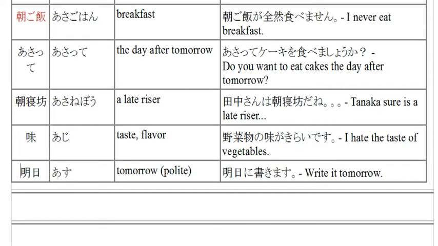Now, the final word for A is asu. Asu. Tomorrow. So, ashita for tomorrow. Asu, tomorrow, politely. Asu ni kakimasu. Write it tomorrow. Or, I'll write it tomorrow. Because we have kaku, but change to masu form. So, kakimasu. Kakimasu, to write. So, tomorrow, write. Write it tomorrow.